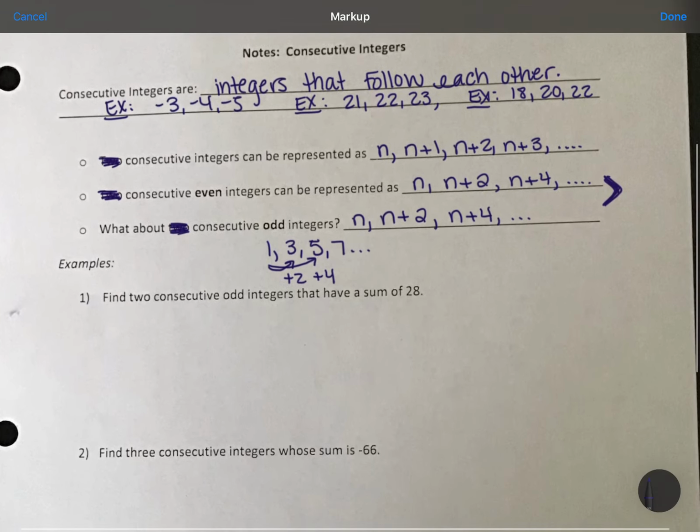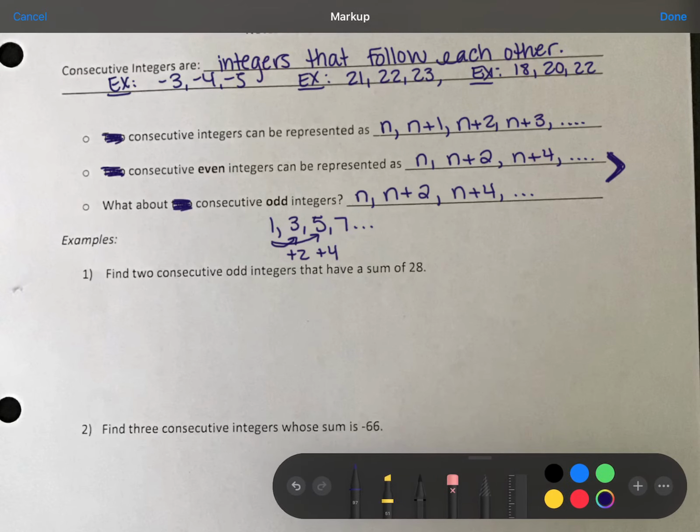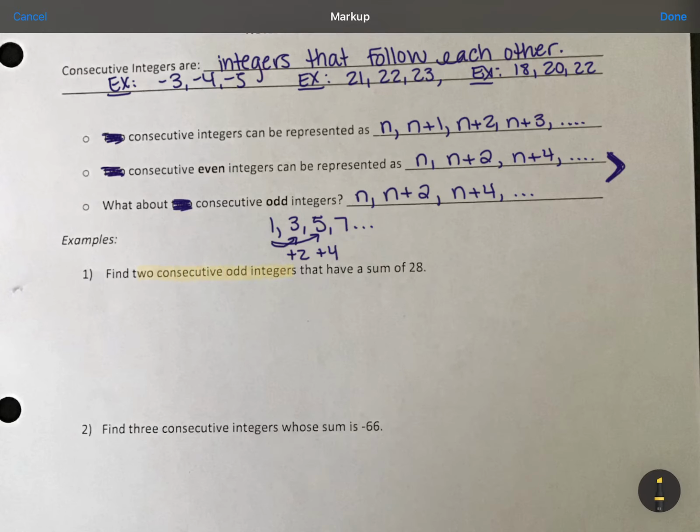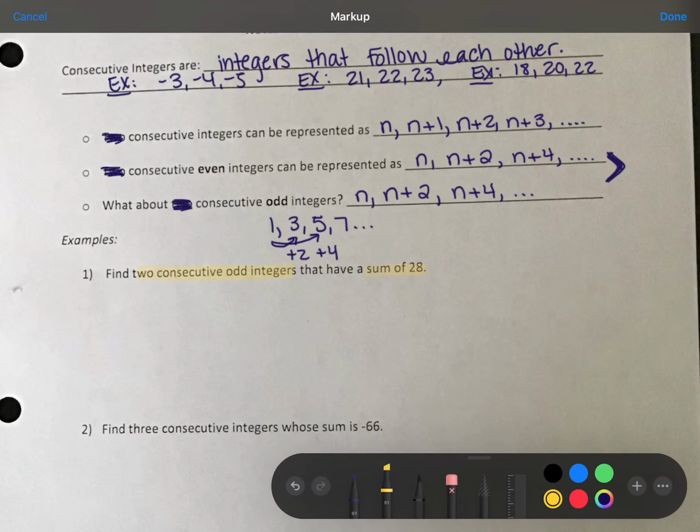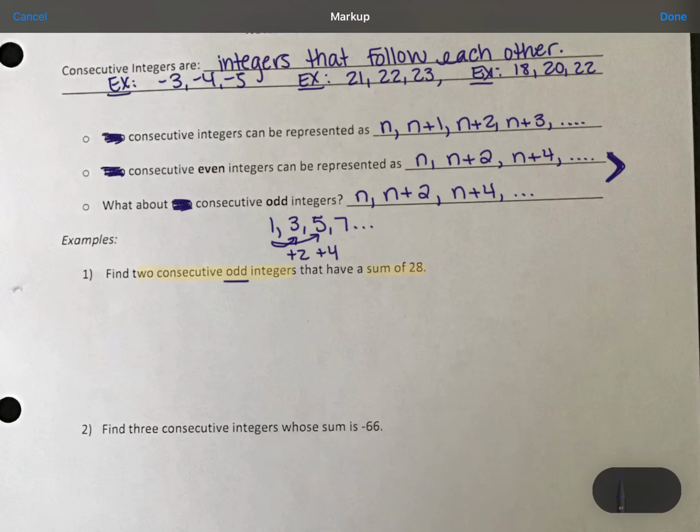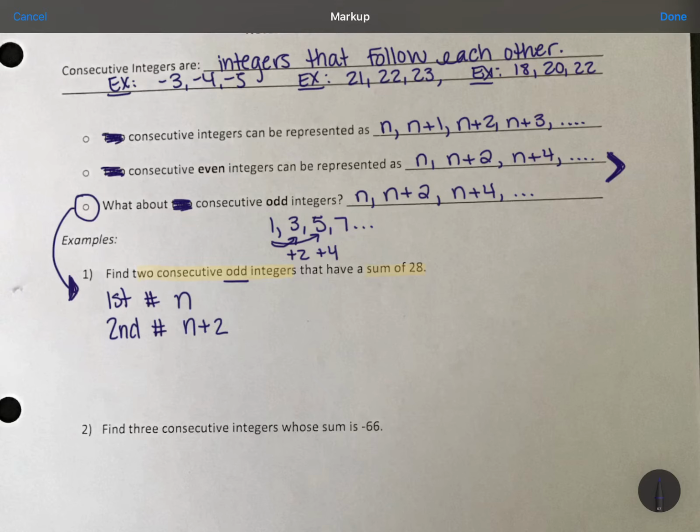All right, so let's take a look at some examples. The first one says that we're looking for 2 consecutive odd integers that have a sum of 28. So a big key word in there is that we're looking at odd integers. And so we need to let the first number be n, because where it says odd integers, we're going to use that. And our second number is going to be n plus 2. So now I'm ready to write my equation because all it says is 2 numbers, so I can stop there. I got my first number and my second number.